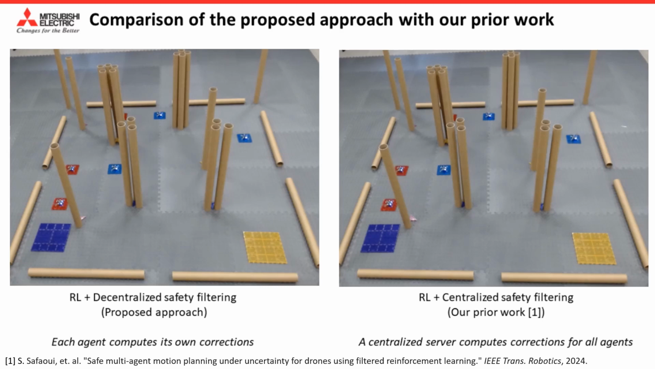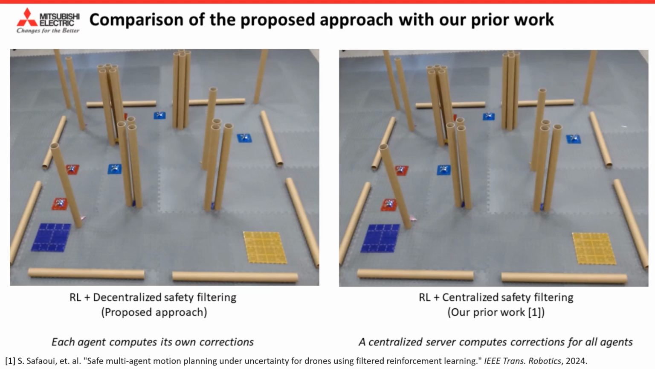Both safety filters account for uncertainty in the agent dynamics as well as in the sensing of the obstacles and the agents. On the left, we show the experiment with the proposed approach, the decentralized safety filtering. Here, each agent computes its own corrections to the RL based motion plans to guarantee probabilistic safety.